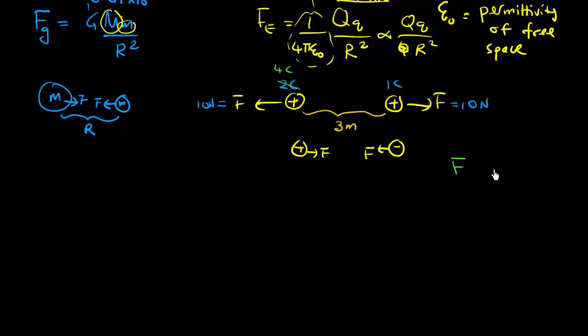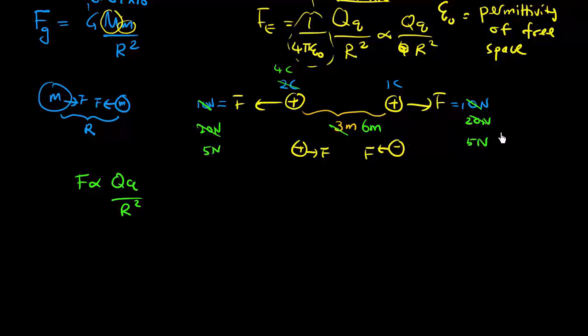Look, it's very simple. F is proportional to QQ over R square, right? Just now it was 2 times 1. The product is 2. Now it's 4 times 1. The product is 4. So obviously, this number has doubled. So the force also will be doubled. So this one becomes 20 Newton already. What if the distance now increases to 6 meter? Well, when the distance increases, 3 to 6 is 2 times, right? Increase 2 times, the force will decrease 4 times. So 20 divided by 4 is just 5 Newton.